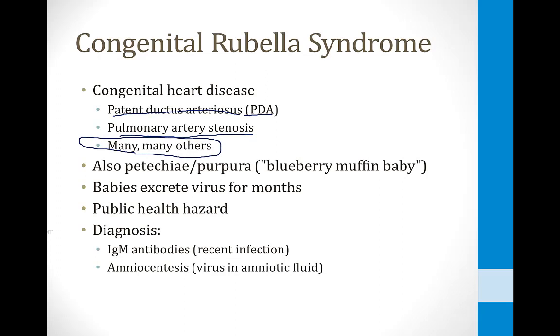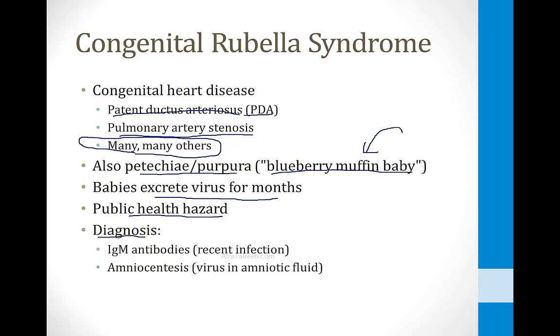These babies often also have a characteristic rash called the blueberry muffin syndrome or the blueberry muffin baby syndrome. These are petechiae and purpura found all over their body. In utero, extramedullary hematopoiesis occurs outside of the bone marrow in the dermis layer of the skin. This normally stops prior to birth, but if it persists, babies can get this blueberry muffin rash where they have these petechiae and purpura all over their body. Another thing to know is that babies will excrete the virus for months, and this is a public health hazard. So once one child is born with the congenital rubella syndrome, that child can potentially infect many others.